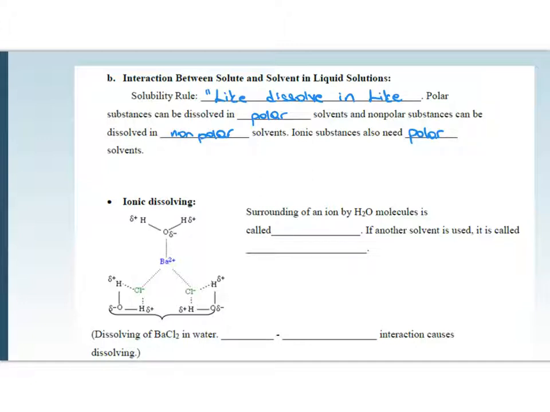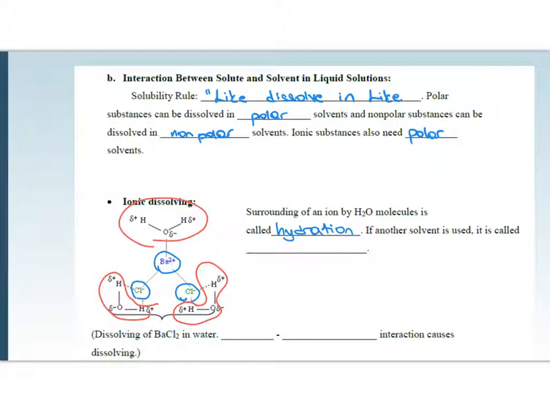Now you can see that ionic dissolving here. For example, you have barium chloride dissolved in water. You have the barium 2 plus, chlorine minus 1 and chlorine minus 1, and they are surrounded by these water molecules here. So surrounding of an ion by water molecule is called hydration. If another solvent other than water is used, the name of this dissolving process is solvation.